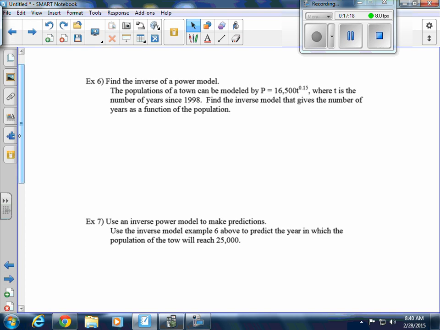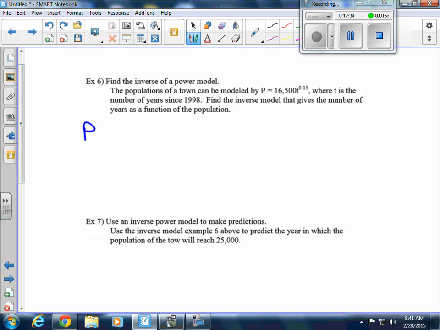Now we're going to jump to example 6. It says find the inverse of a power model. And again, this is a real life situation. It says the population of a town can be modeled by this equation. So again, we're not going to switch the variables, the x and the y, or in this case, the p and the t. We're just going to solve for t.